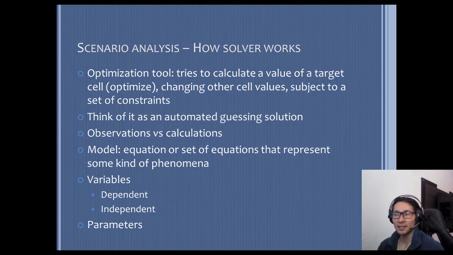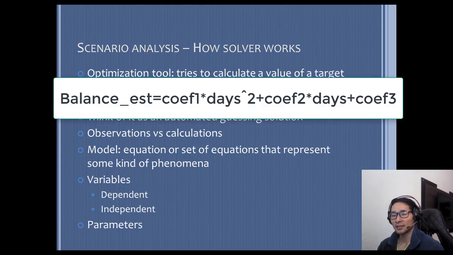So our model is: estimate of daily balance equals coefficient 1 times the day squared, plus a second coefficient or second parameter times day at the first power, plus a third parameter.